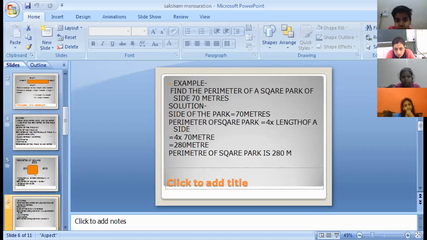Now there is one example. Find the perimeter of a square park of side centimeters. So the side of the park is given, and the perimeter of a square park is equal to 4 into the length of a side. So 4 into the side is equal to 280 meters. Perimeter of the square park is 280 meters.